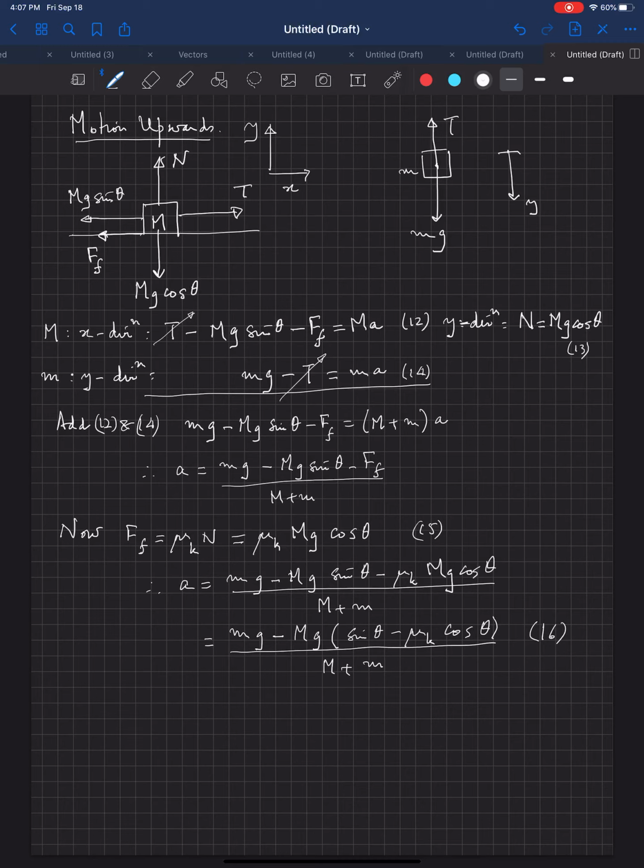So now what I want you to do is compare 16 to 11 on the previous page. You'll see exactly what the symmetry is. The two terms in the numerator are switched essentially, because in one case it's going down, in the other case it's going up. So you see how nicely everything fits in.